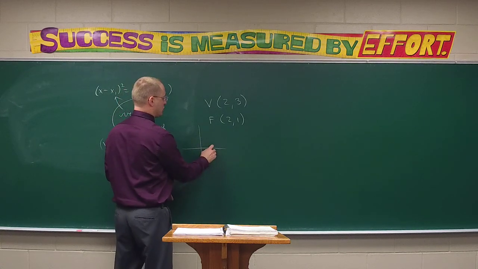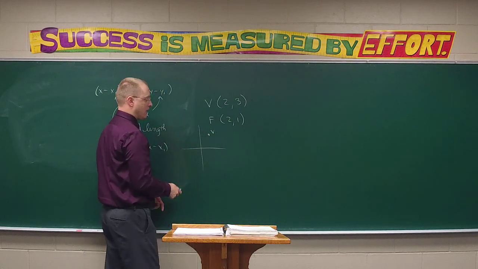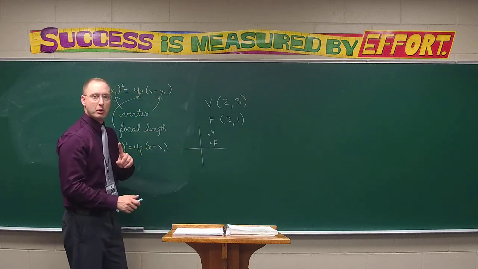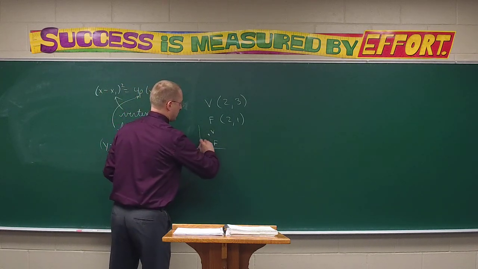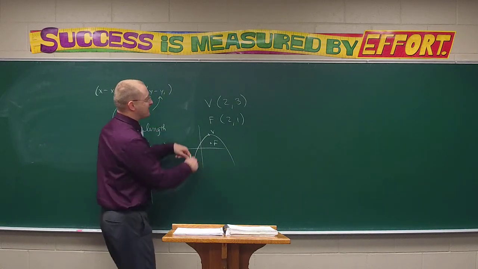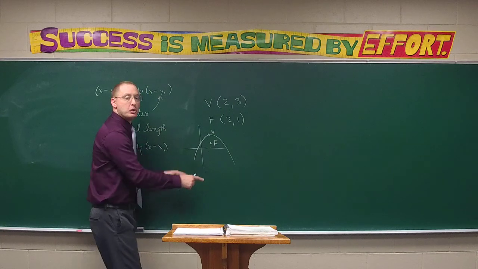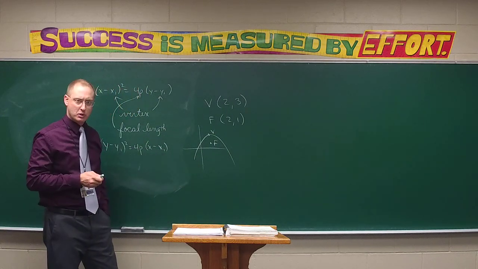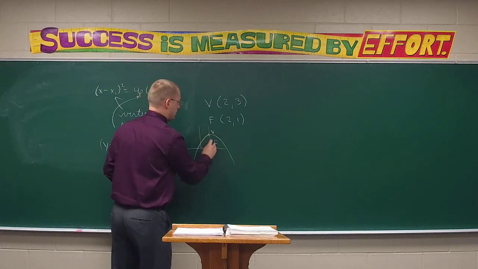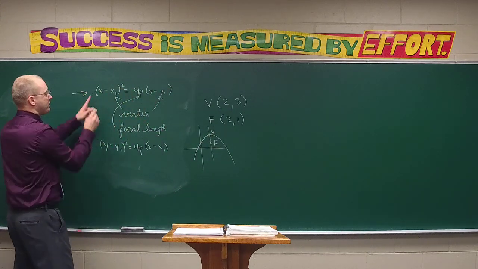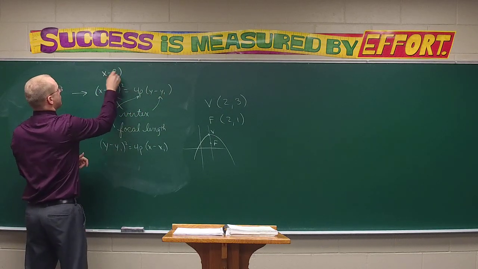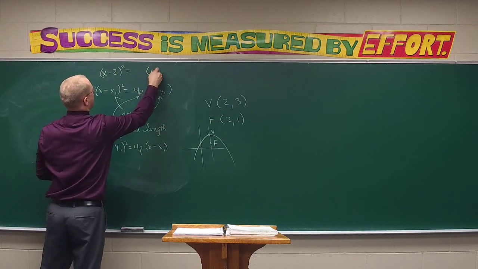If the vertex is at (2, 3), there's the vertex. If the focus is at (2, 1), then there's the focus. And remember, the parabola wraps around the focus. So that means it's a down parabola, which means which axis is the axis of symmetry? The y-axis. Well, that means we're going with this form that has the y at the back end. So I know it's going to be (x minus 2) squared equals something (y minus 3).